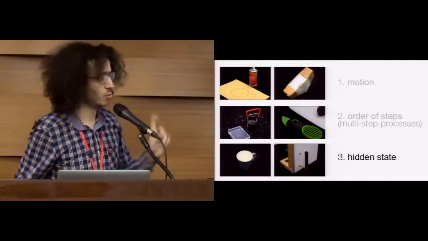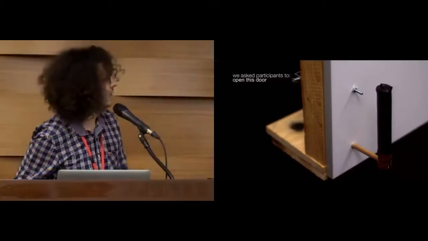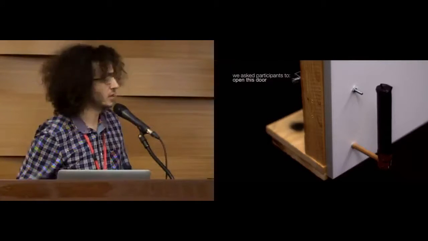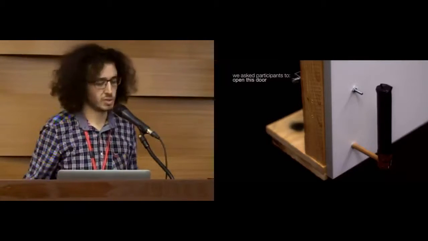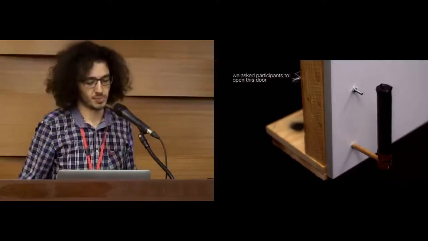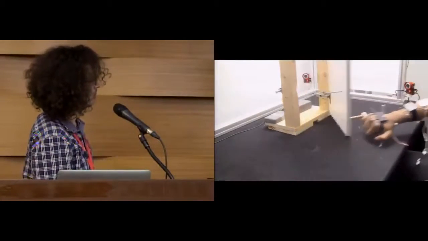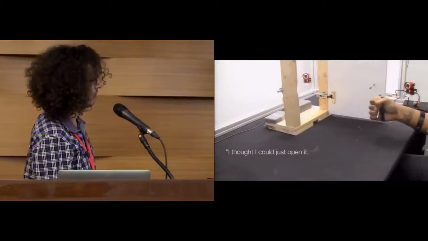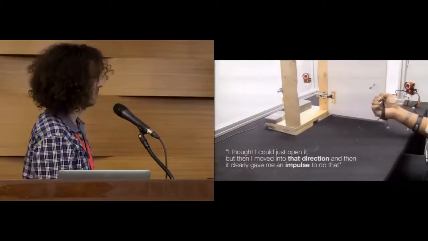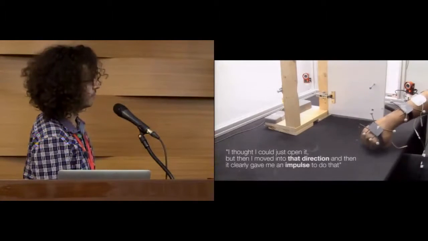Alright, so one more puzzle, last one of the hidden state. Again, you think this might be very easy. Doors open in a particular way, and we just ask them, open this door, please. I thought I could just open it, then I moved into that direction, and then it clearly gave me an impulse to do that.